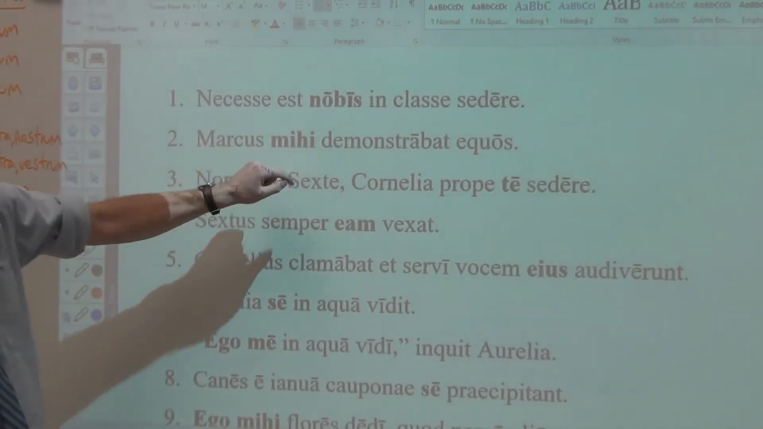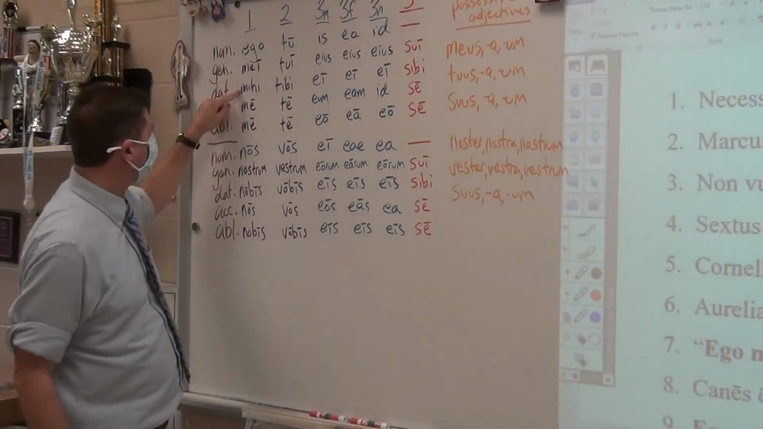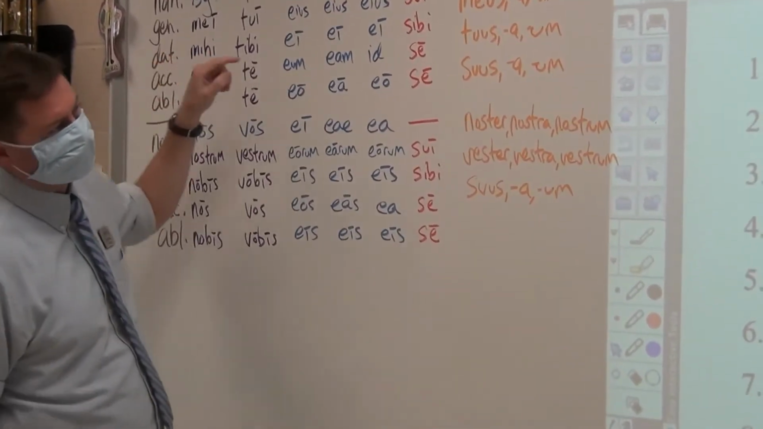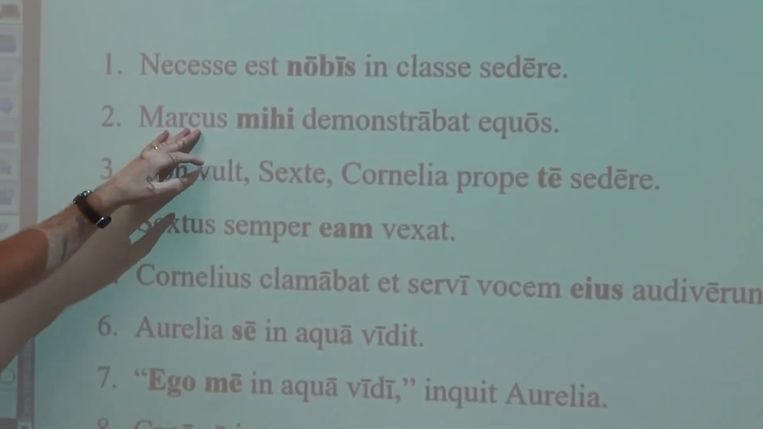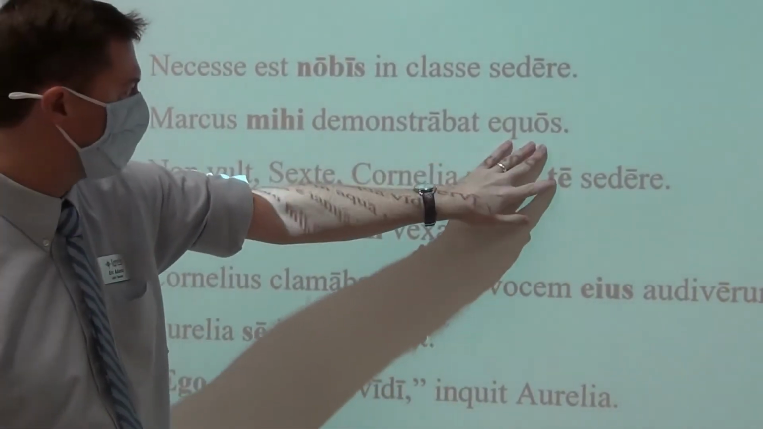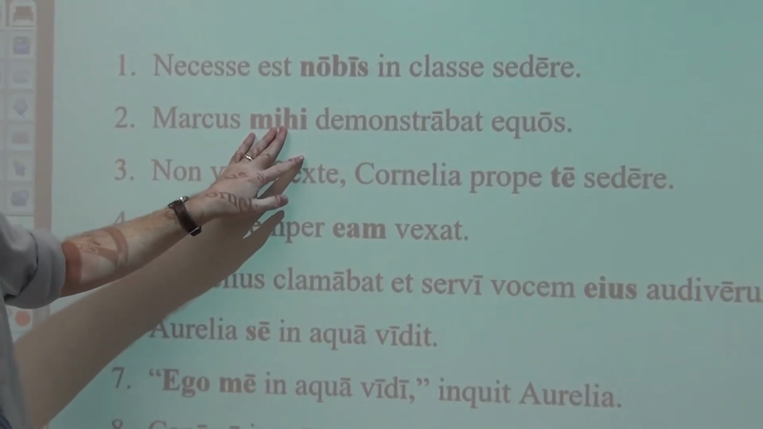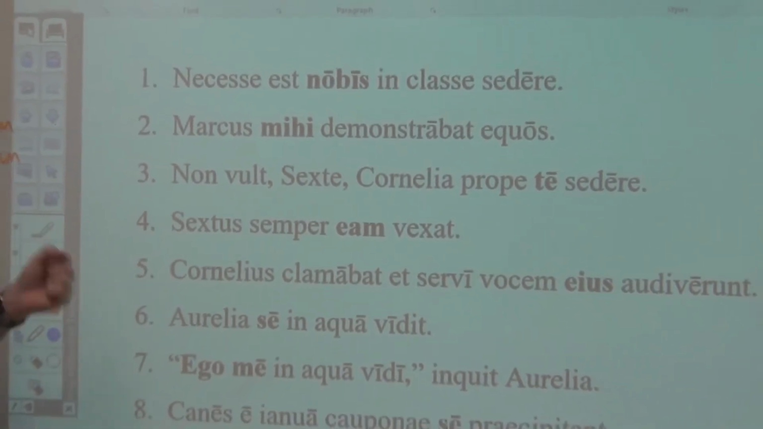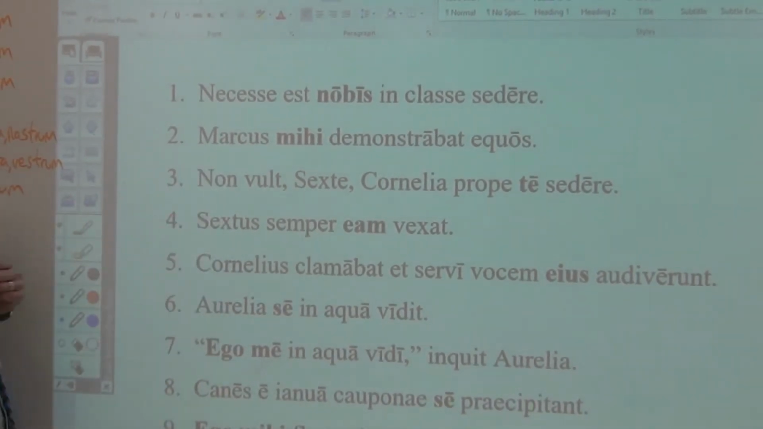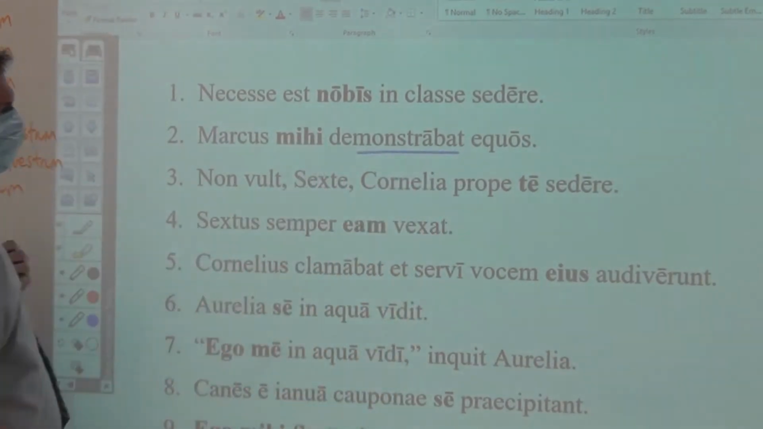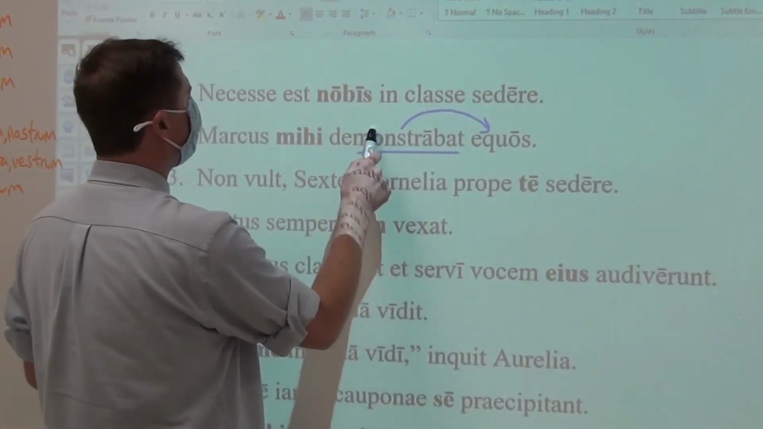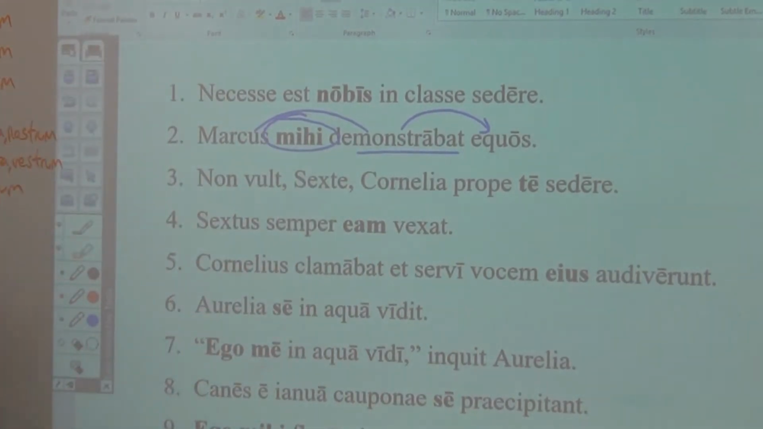Number two, Marcus mihi. Now mihi, like nobis, is purple. And so we look to see, is the mihi referring to the same person as the subject? No. Marcus is our subject. And so Marcus was showing the horses to me. It would only be myself if it were I: I showed the horses to myself, but it's not I, it's Marcus. Now, this is a ditransitive verb, which means that it is a verb that will have a direct object, show the accusative direct object, to the dative indirect object, which is the receiver of that direct object.